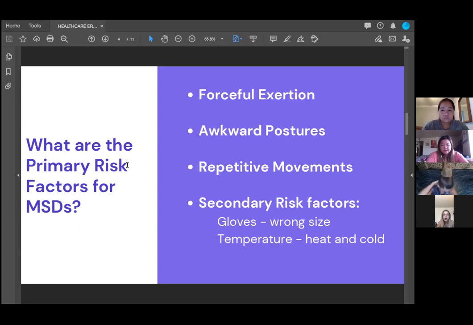Secondary risk factors are gloves, which indicate like wrong size can be a risk factor for this disorder if they do not fit properly or if they restrict movement of the fingers and hands, or the temperature, which is heat and cold. They can affect the muscles. Cold temperatures increase the stress placed on soft tissues by reducing the range of motion and flexibility. Heat affects the work's rest cycles required due to the increase in fatigue and the need for muscle recovery.